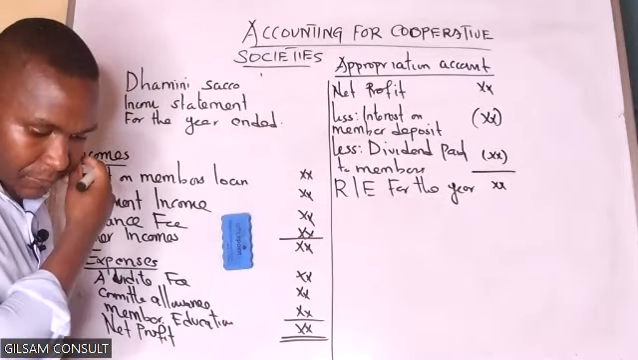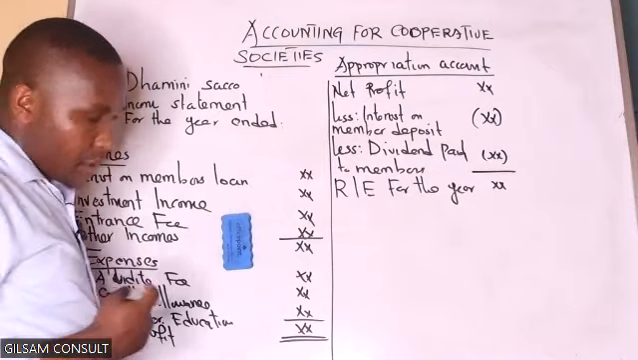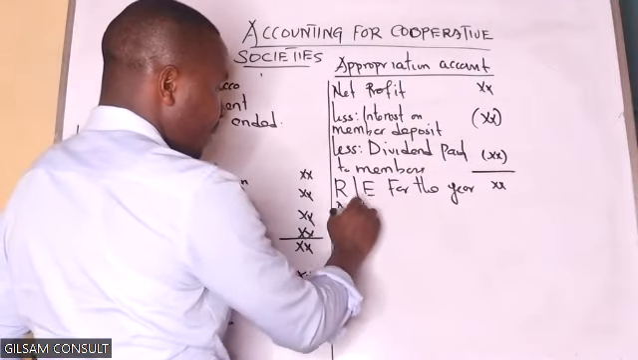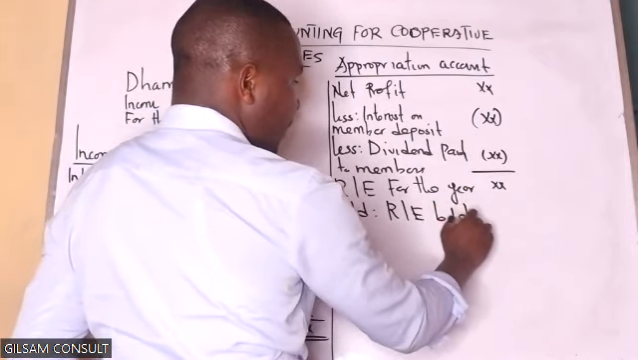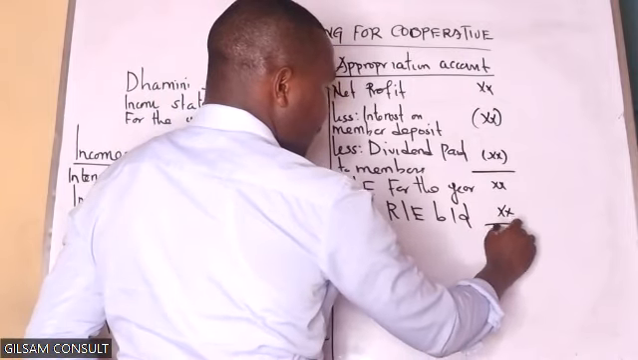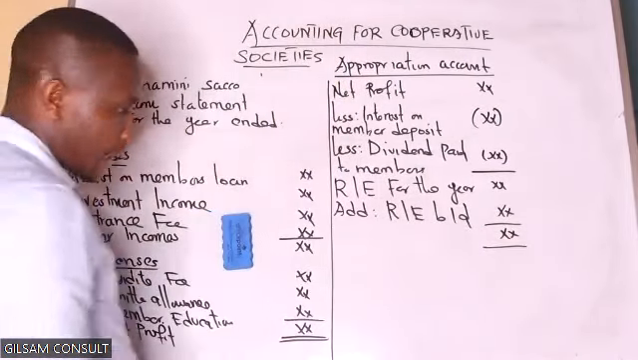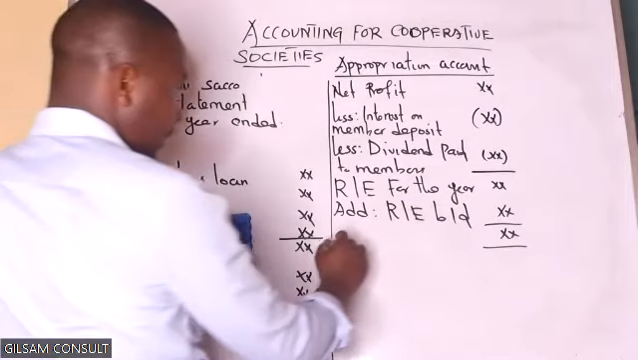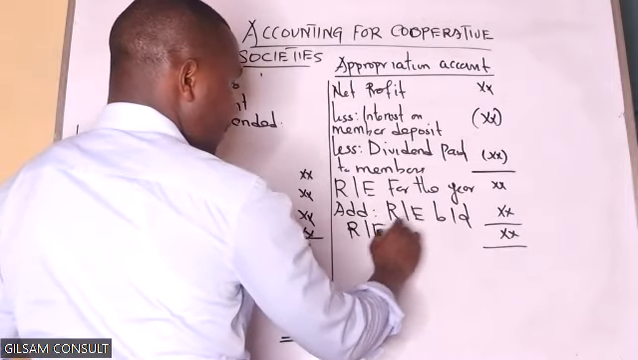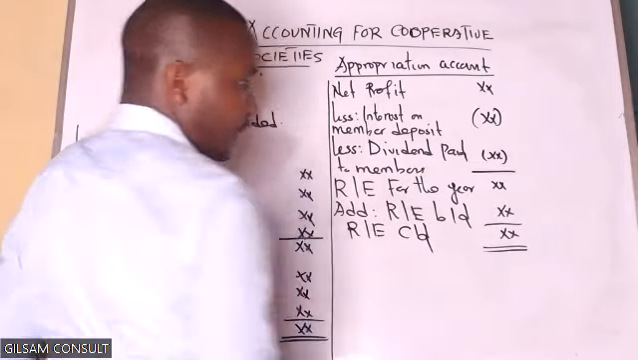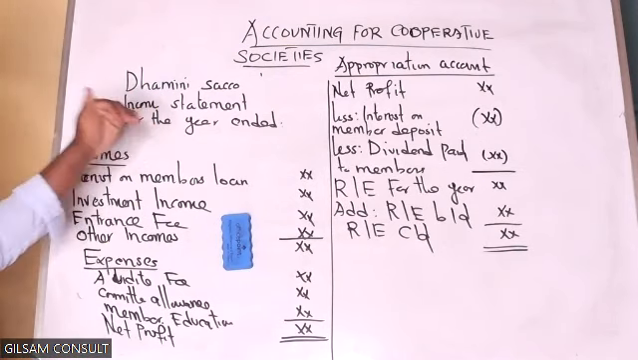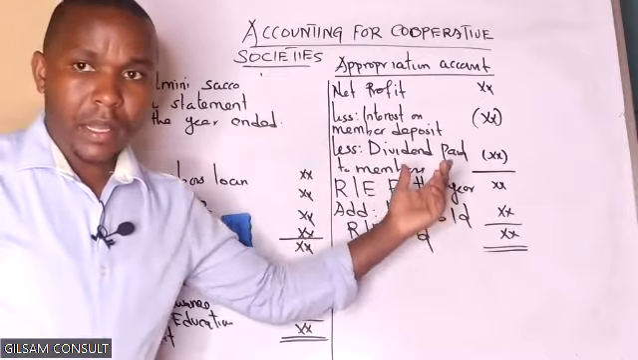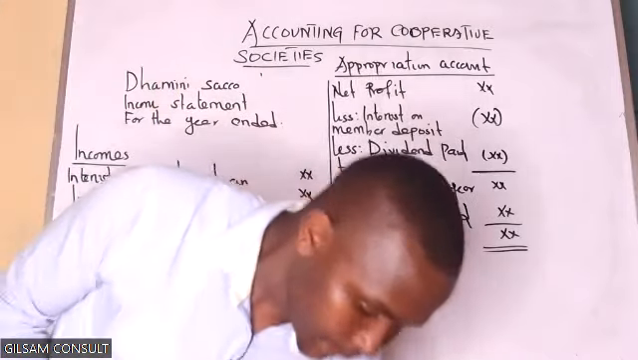Once you have the retained profit for the year, we add the retained profit or earnings brought forward, so that we get the retained earnings carried forward. So this is the format for income statement and appropriation account, and now we can look at the statement of financial position.